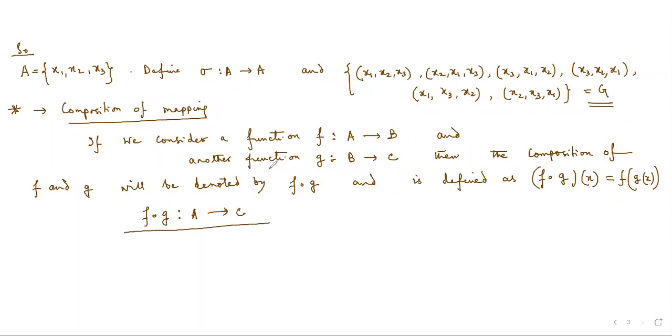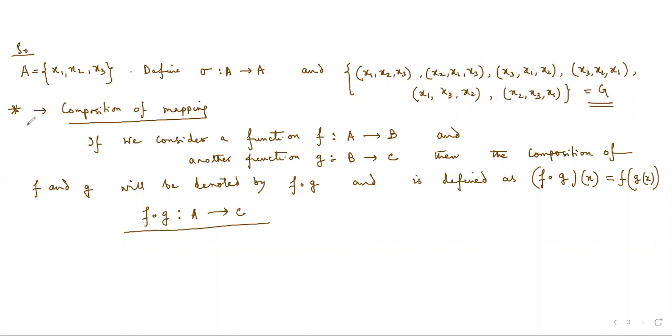Now, here different sets are not there. Here only one set is involved, that is capital A. Sigma is defined on it. So how are we going to define this composition in this particular case with respect to the set capital G? Because the composition operation will not be applied on the set capital A. The composition operation will be applied on the set capital G.